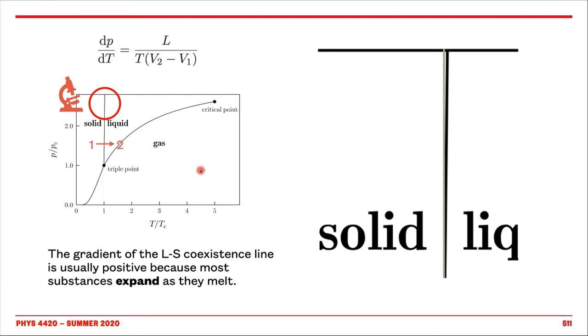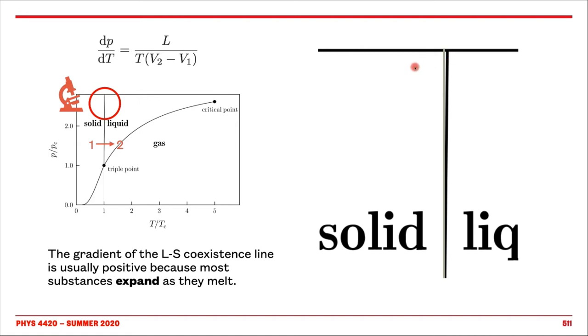So the positive slope means that when the temperature increases, the pressure increases as well, like this. So it's a positive slope. And it's positive simply because the entropy increases and the volume increases when you go from a solid to a liquid. Okay, so that's the idea.